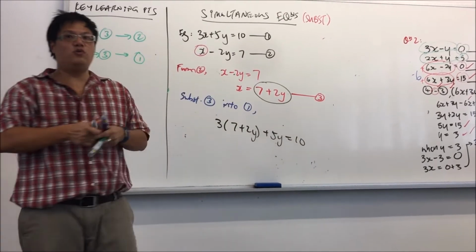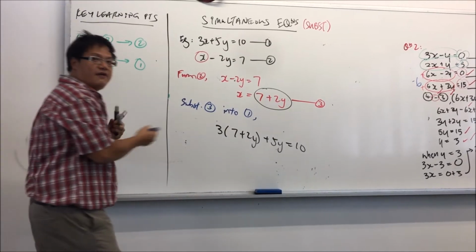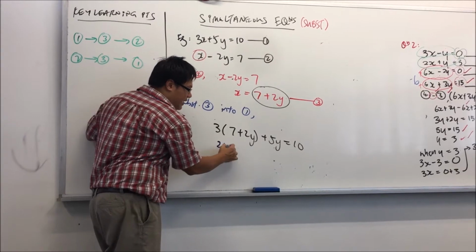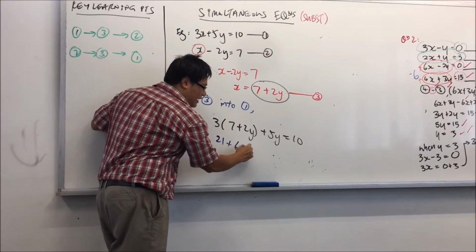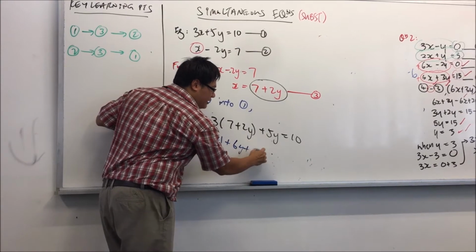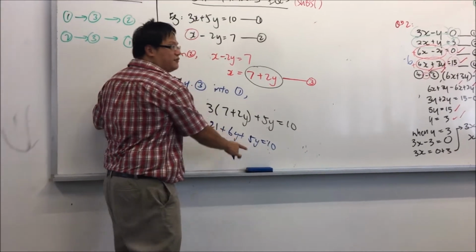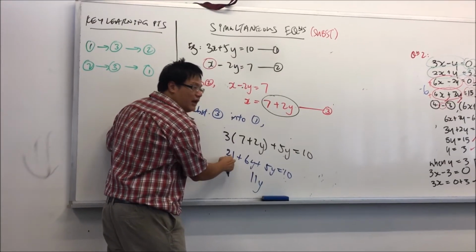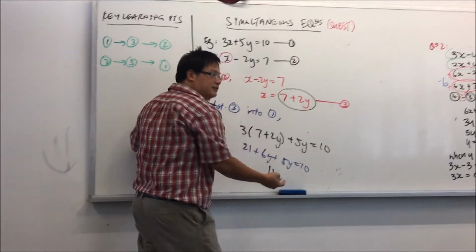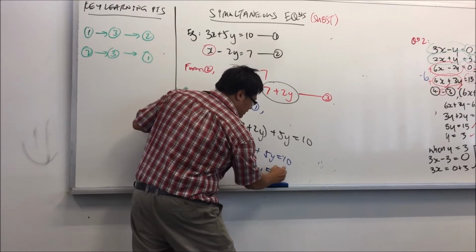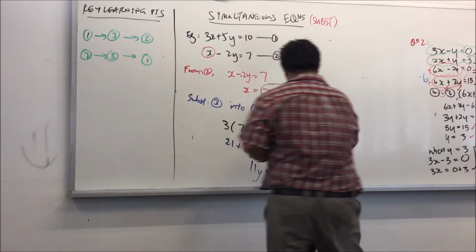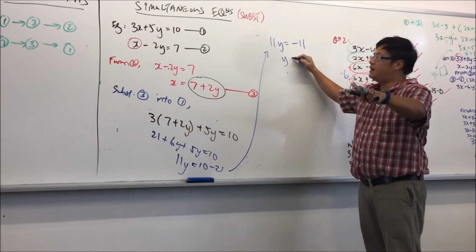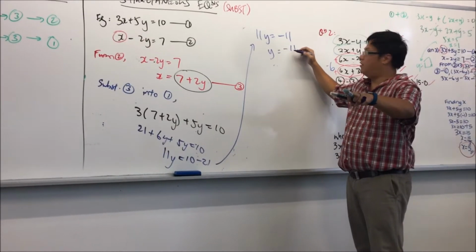Okay, watch now. Let's do an expansion. Expand this for me, everybody. What do I have? Quick. 21 plus 6y plus 5y equals to 10. 6y plus 5y is 11y. Then there's a 21 here. Bring over becomes what? 10 minus 21. So what is 10 minus 21? Negative 11. So y equals to what? Y equals to minus 11.